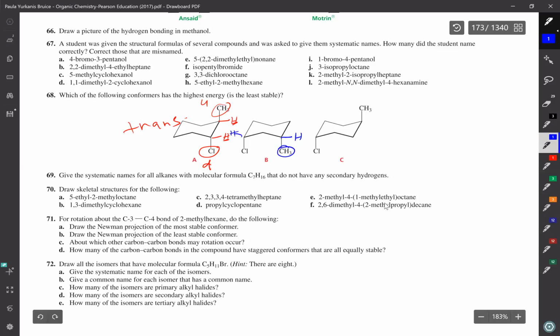Molecule B, I have a bond here and I have a bond here. For the first case, the methyl group is pointing down with respect to that hydrogen, and the chlorine is also pointing down with respect to that hydrogen. So this is a down-down situation. So this is a cis. Okay. Molecule C, the methyl group is pointing up with respect to that hydrogen. And over here, the chlorine is pointing down with respect to the other hydrogen. So this is an up-down situation. So that will be a trans.